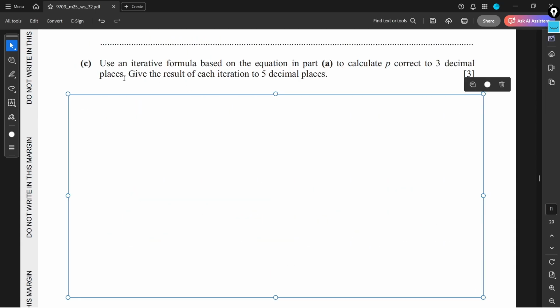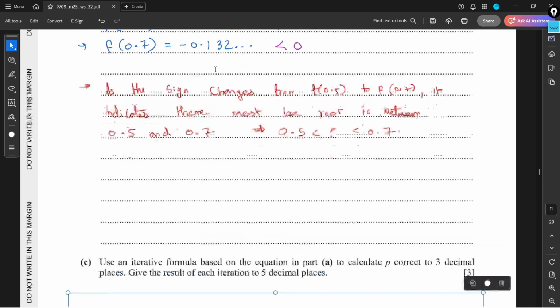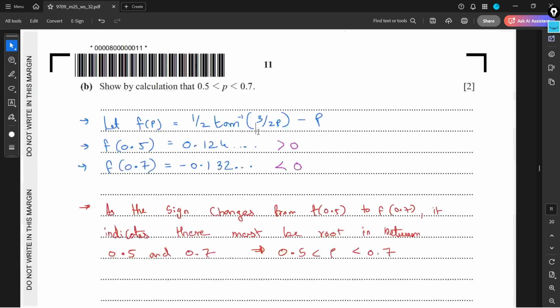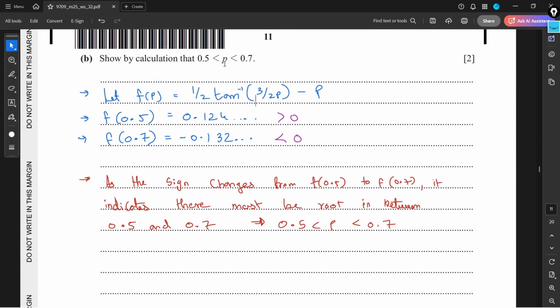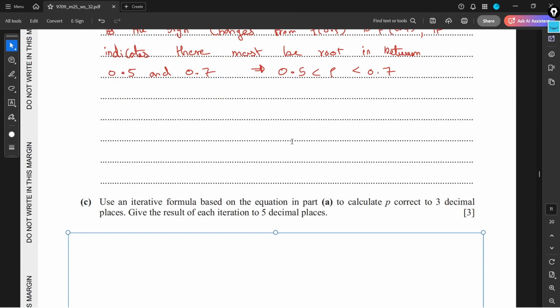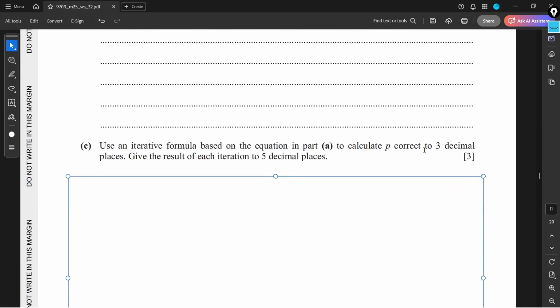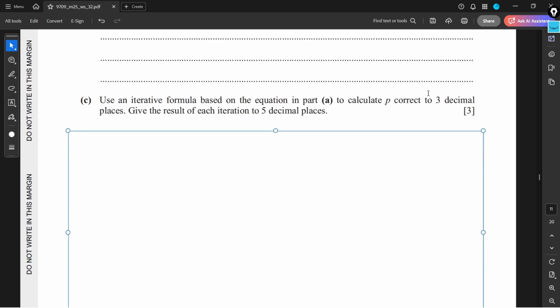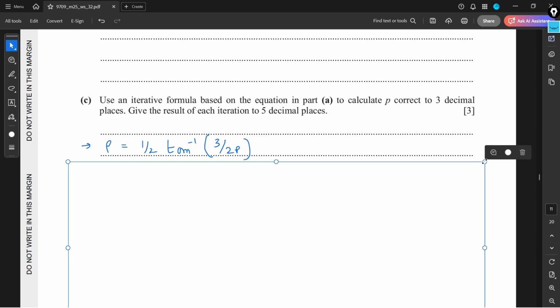And now moving on to the final part, over here we're asked to use the iterative formula based on the equation that we have achieved in the first part, that is this equation, and also use the fact from the second part that p must lie in between 0.5 and 0.7 to calculate the value of p correct to 3 decimal places, giving the results of each iteration correct to 5 decimal places. Again, a very basic question that we get from this chapter. So we're going to start with the iterative formula that is given to us in the first part and substitute the value of p. The first value of p is 0.6 because 0.6 exactly lies in between 0.5 and 0.7.